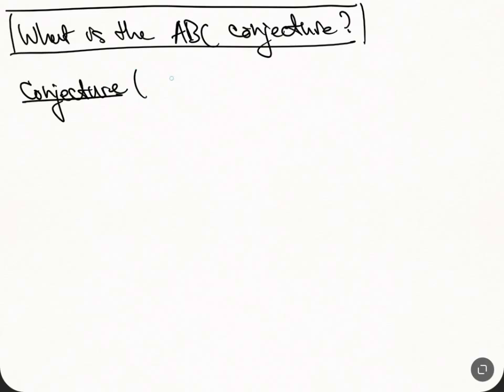Anyway, so here's a conjecture. This is given by Oesterlé and Masser. I think there's an E in his name. I know David Masser. I'm not too familiar with Oesterlé, but apparently Oesterlé gave it in a talk, and then David Masser generalized it. And the conjecture is the following.